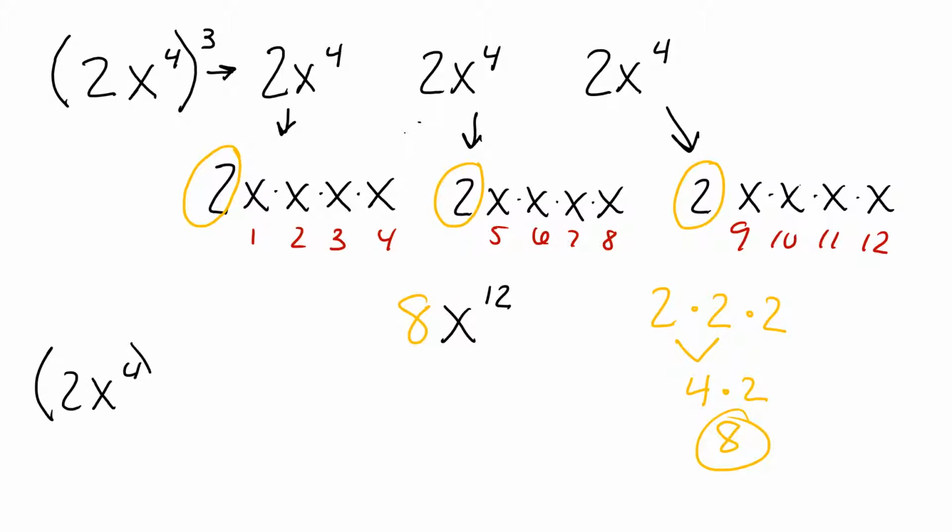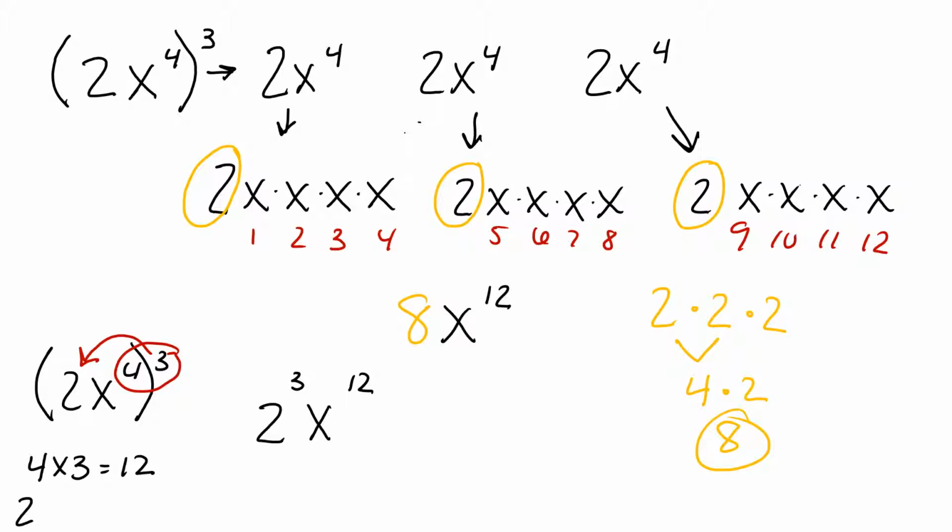Again, the shortcut method can still apply. We multiply the exponents. And that note I gave you told you to distribute your exponent to the coefficient. And so we would get 2 to the third power x to the 12th. Remember, we're multiplying those exponents. 4 times 3 is 12. That's where that comes from. We put the 3 with the 2. 2 to the third power means 2 times 2 times 2, which we just solved to equal 8. 8x to the 12th.